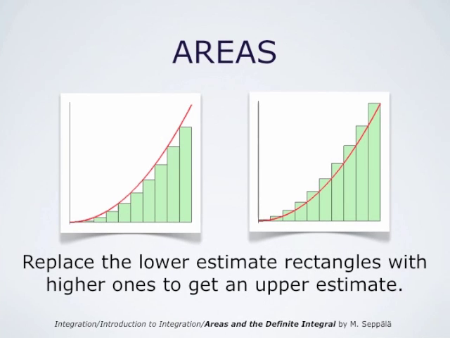We replace the lower estimate rectangles, the ones shown here on the left, with higher ones to get an upper estimate. So we replace the lower estimate rectangles with rectangles whose height is the value of the function at the right endpoint of its base. So we consider the approximation shown here on the right.